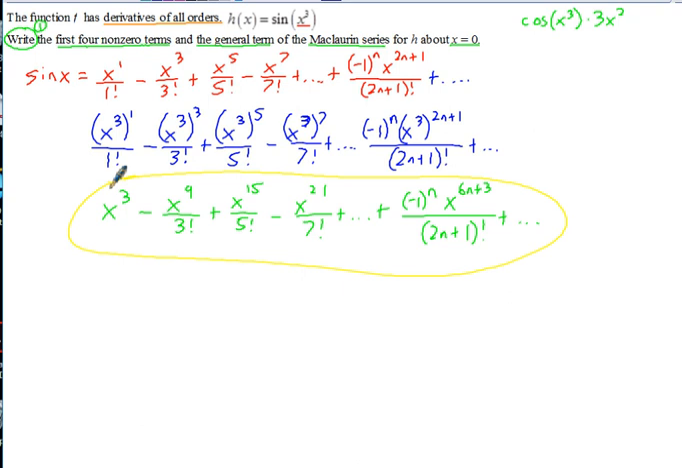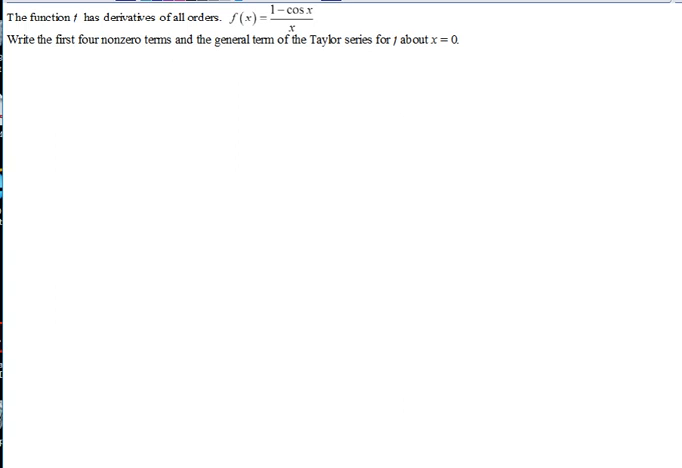The other thing that would make this difficult is, if we did it this way, we might get some terms that are 0 as well. Every time you have sine of 0, that's going to be 0. So it could take a really long time to figure this out if you didn't have the sine of x Maclaurin series memorized. All right, let's take a look at the next example.